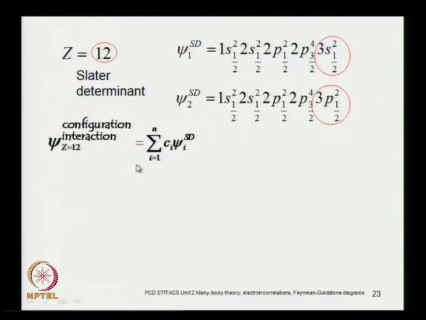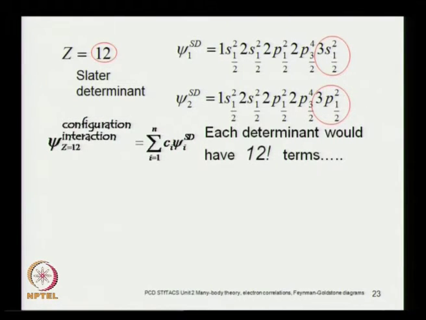and depending on how many configurations need to be considered, this n can be either a small number like 2 or 3 or 4, or it can be quite large, and people do calculations with hundreds, sometimes even with thousands of configurations. Now it is a mess, because each determinant has got factorial 12 terms.